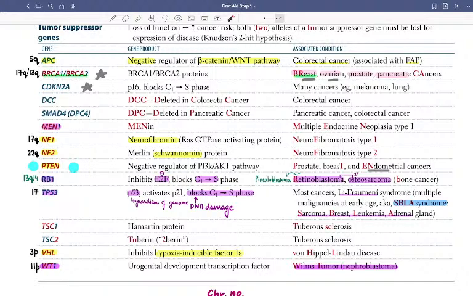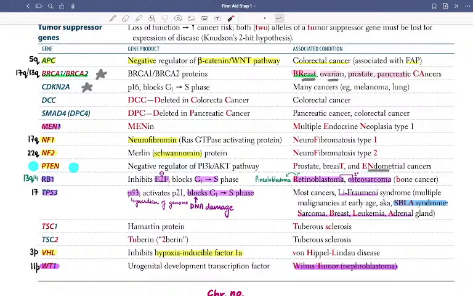CDKN2A, P16, blocks G1/S phase. Many cancers, melanoma, lung. DCC is deleted in colorectal cancer. SMAD4 is DPC4, deleted in pancreatic cancer, also colorectal cancer. Then MEN1, multiple endocrine neoplasia, MEN gene.